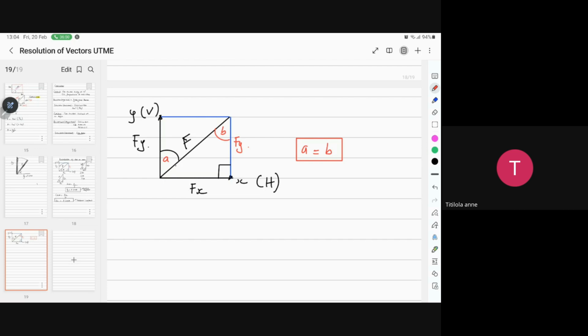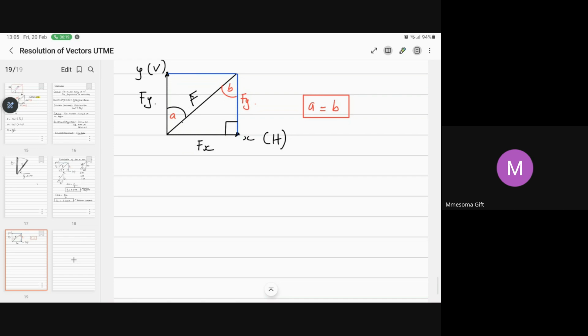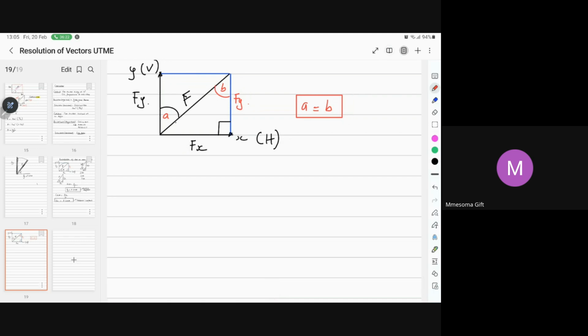Who will tell me the reason? You learned that in primary school, primary 4 to be precise. So what's the reason behind that? Alternate angles. Yeah, I'm glad that you know it already. So, alternate angles.